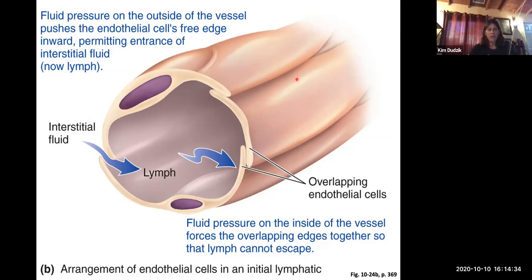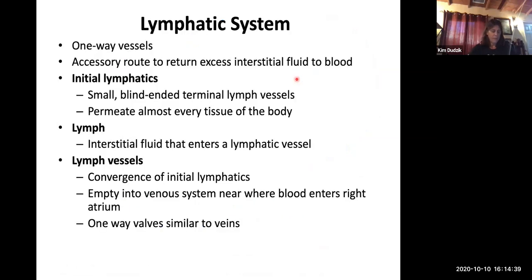And we need these. If these fail, you get swelling at your tissues. So here's just summarizing what I said. These are one-way vessels. They're an accessory route to return interstitial fluid to the blood, an extra route. It starts with the smallest lymph vessels called initial lymphatic vessels. And again, they're blind-ended, means they start there, they're closed off there. They permeate into almost every tissue of the body except the central nervous system.